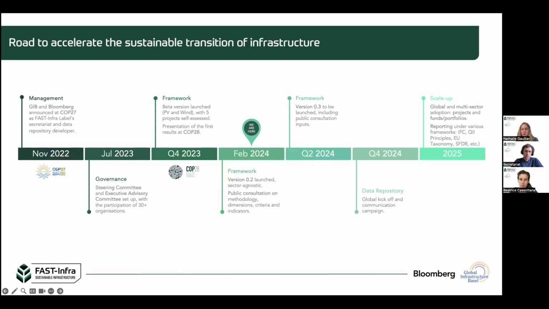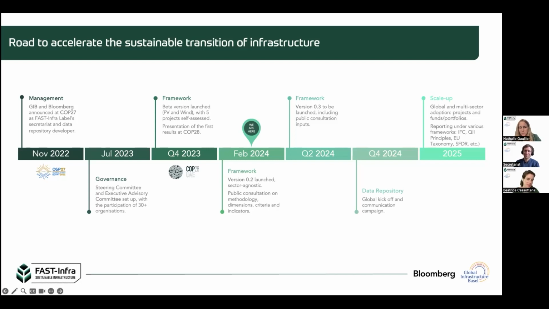Now we are launching the second framework, and this is why we are doing this public consultation that started at the beginning of the month. Based on the comments that we will receive from this public consultation, we will have a new version of the framework from May on, which will be the 0.3 version. Finally, this will lead to the online platform in November 2024, where projects will be able to self-assess their projects online.